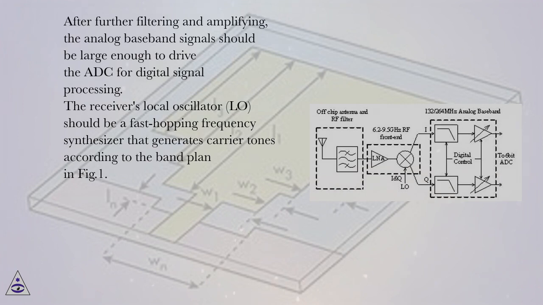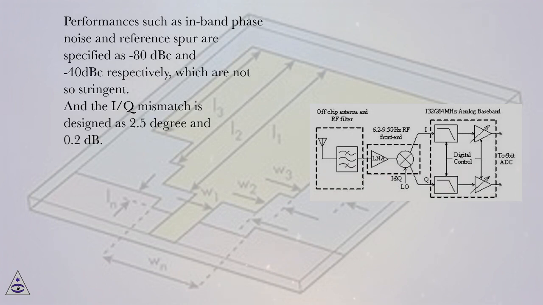processing. The receiver's local oscillator, LO, should be a fast-hopping frequency synthesizer that generates carrier tones according to the band plan in Fig.1. Performances such as in-band phase noise and reference spur are specified as -80 dBc and -40 dBc respectively, which are not so stringent. And the IQ mismatch is designed as 2.5 degrees and 0.2 decibels.